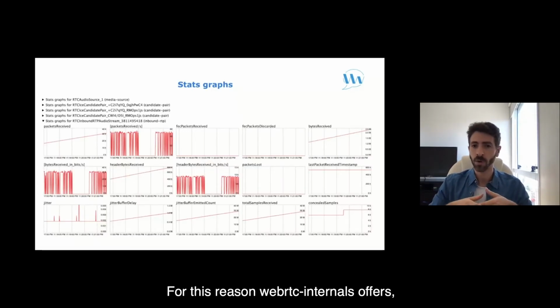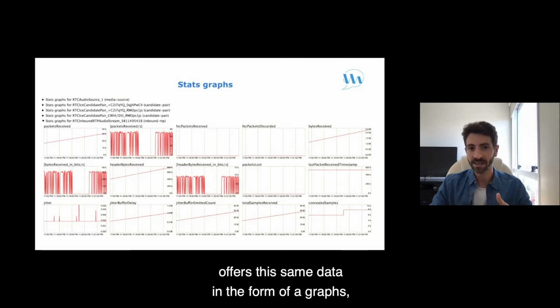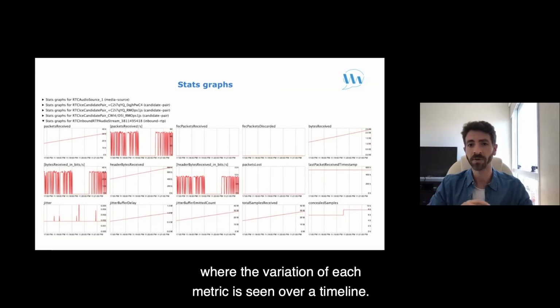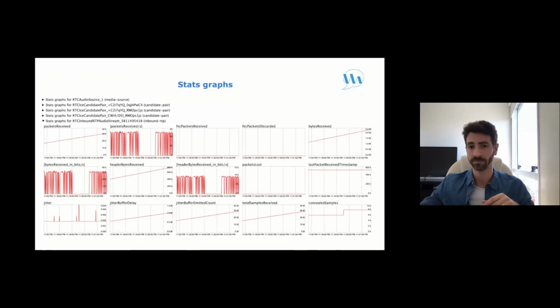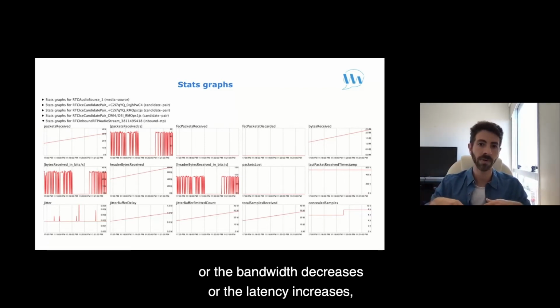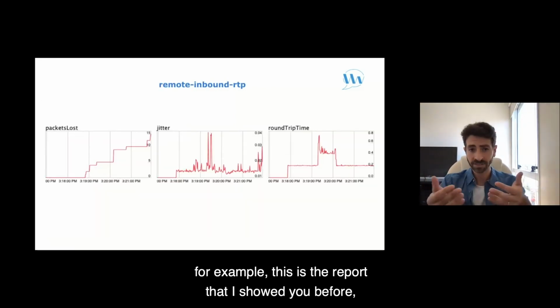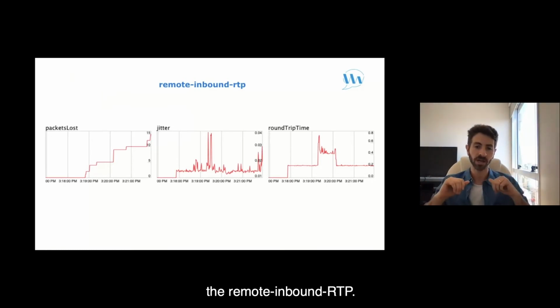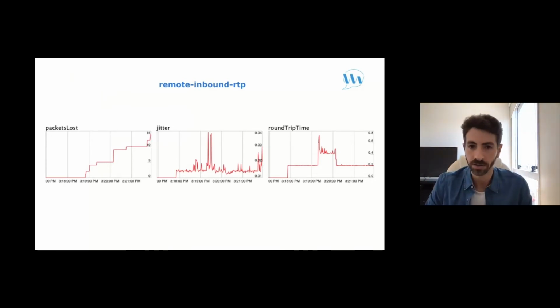For this reason, WebRTC internals offers this same data in the form of graphs, where the variation of each metric is seen over a timeline. And that way, it is easier to see, for example, when the packet loss starts growing, or the bandwidth decreases, or the latency increases. For example, this is the report that I showed you before, the remote inbound RTP.